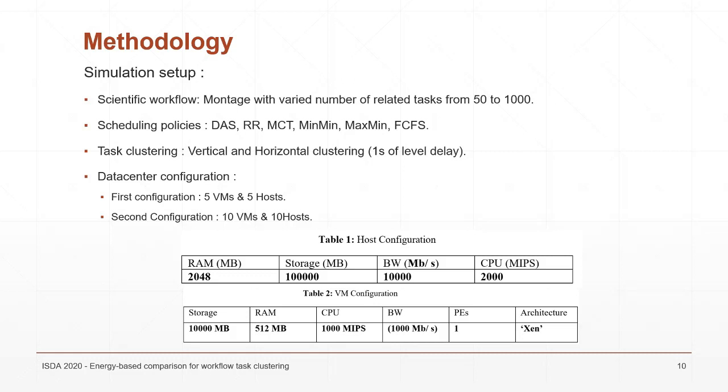To carry out the simulation in this first study, we used the Montage scientific workflow. We varied the number of its related tasks from 50 to 1000 tasks in order to represent light, middle, and heavy loads. We applied the following scheduling policies for each workflow size: data-aware scheduling, round-robin, first-come first-serve, max-min, min-min, and minimum completion time. And for each scheduling policy, we use two configurations based on either horizontal or vertical task clustering technique. The simulations aim to compare the above combined configurations in terms of energy consumption.